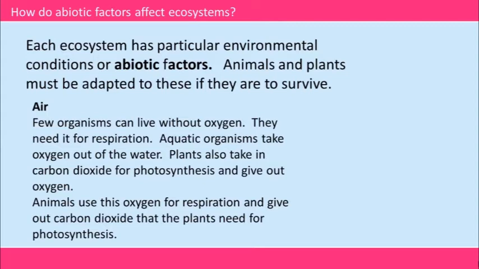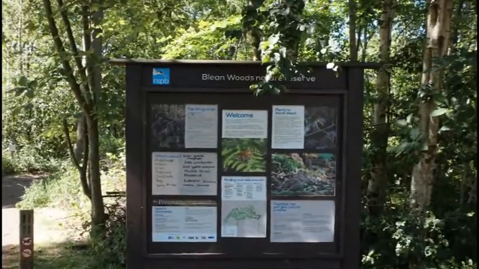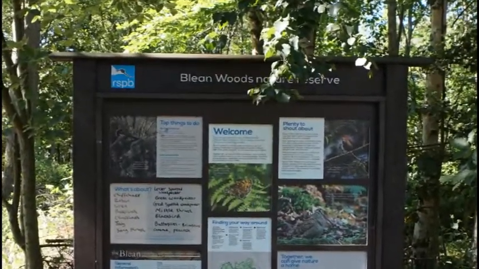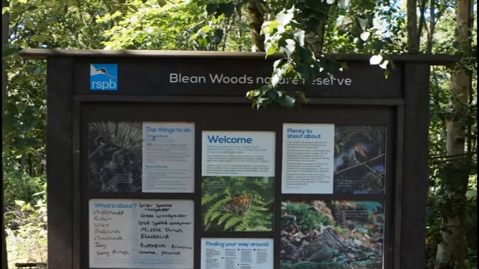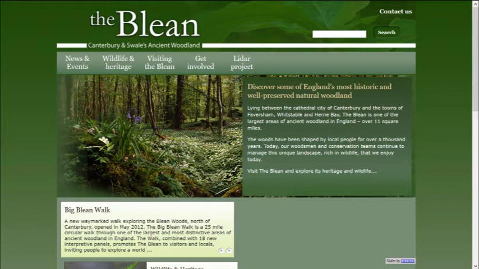To try and explain what abiotic factors are, I've come here, Blean Woods Nature Reserve. Now, if we look on the board, what's about? They've got chiffchaff, robins, wren, bullfinch, chaffinch, jay, song thrush, lesser spotted woodpecker, green woodpecker, great spotted woodpecker, mistle thrush, blackbird, butterflies, brimstones, comma, and peacocks. So lots of things at the nature reserve.